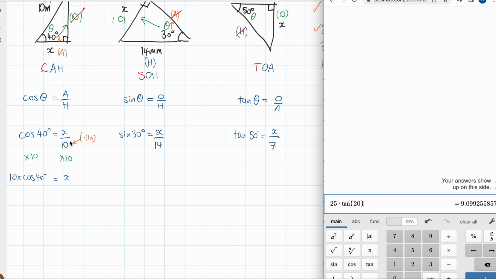Now we're going to go through all of them and do this. This is a divide by 14. Opposite of dividing by 14 is timesing by 14. Let's rewrite that equation. X is equal to 14 times by sine 30 degrees. The last one over here is divide by 7, the opposite of which is times by 7. Underneath, we've got 7 times by tan 50 degrees is equal to x.